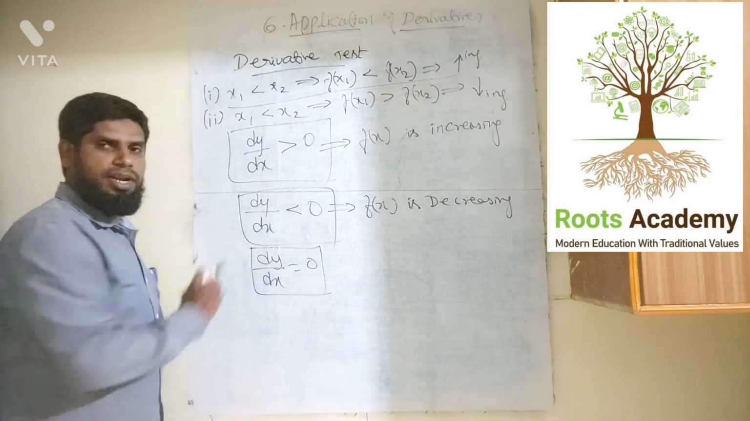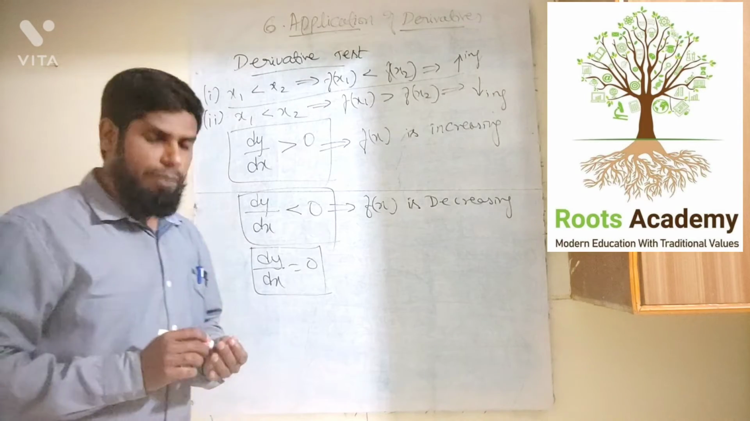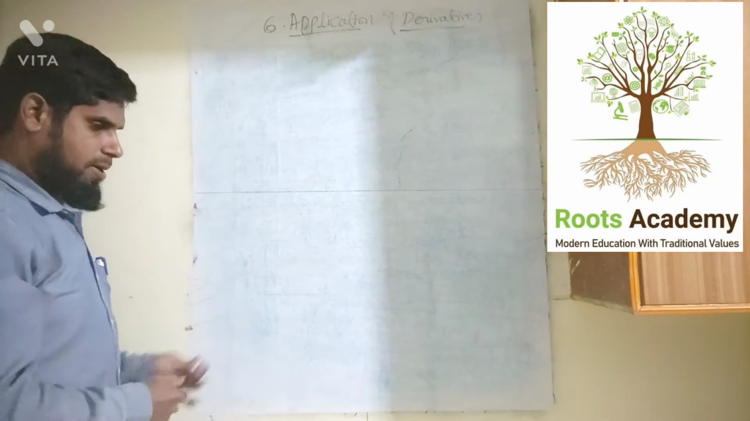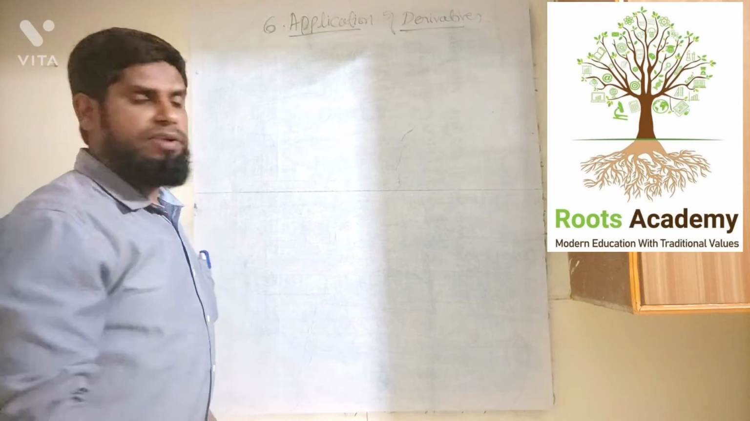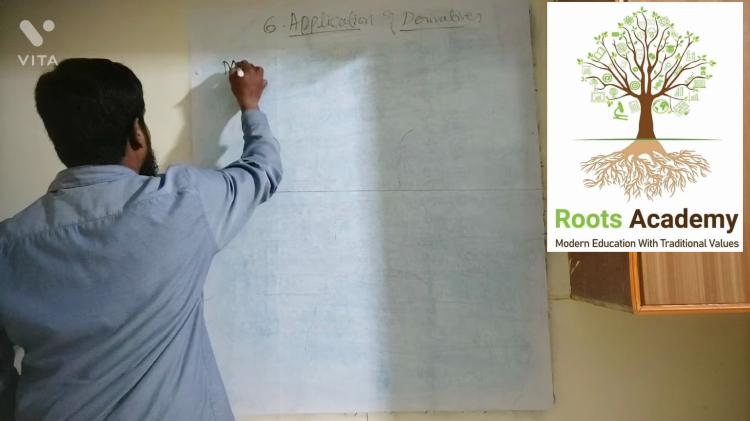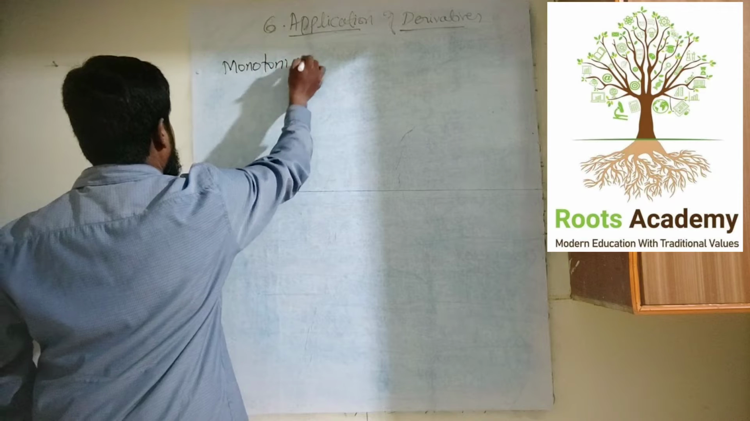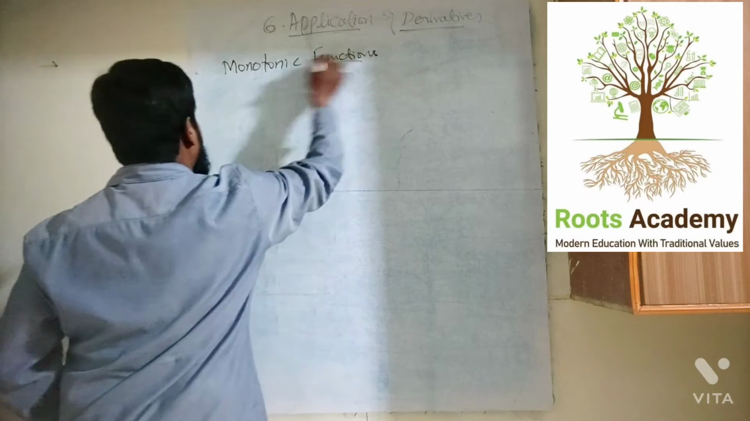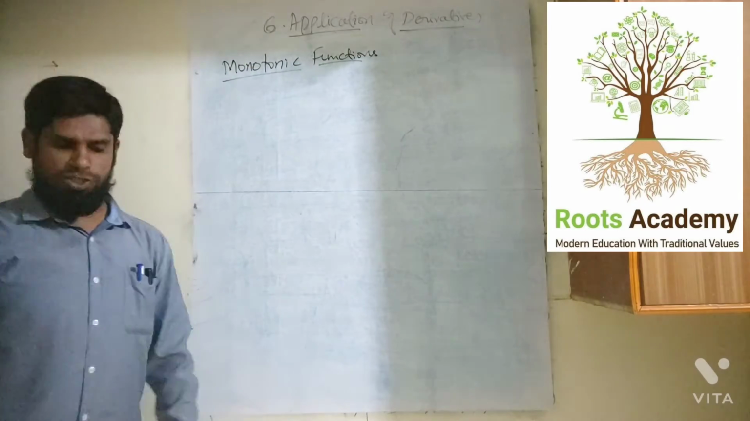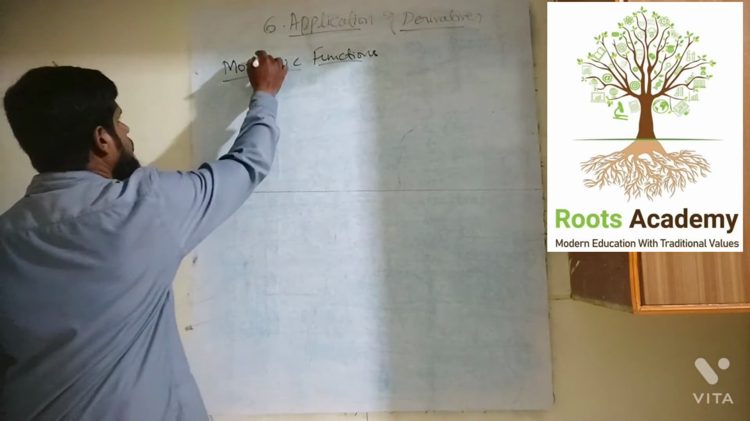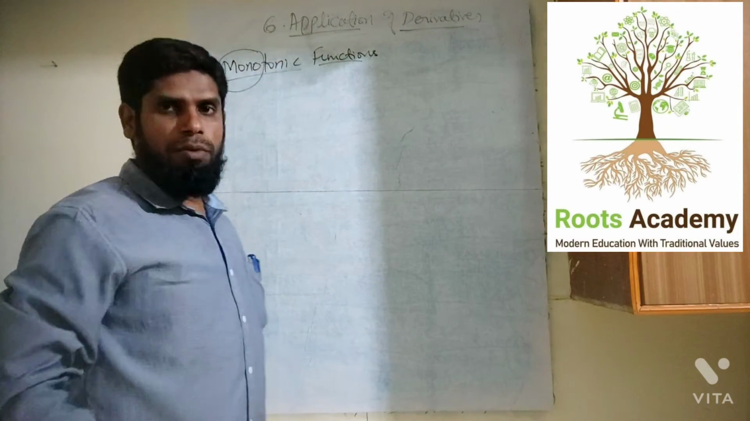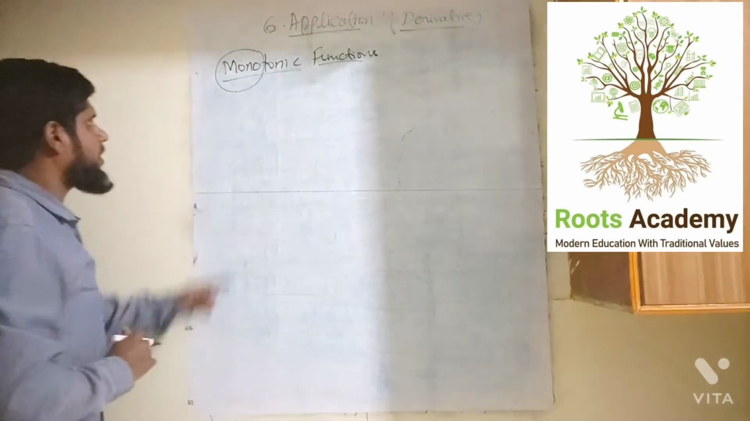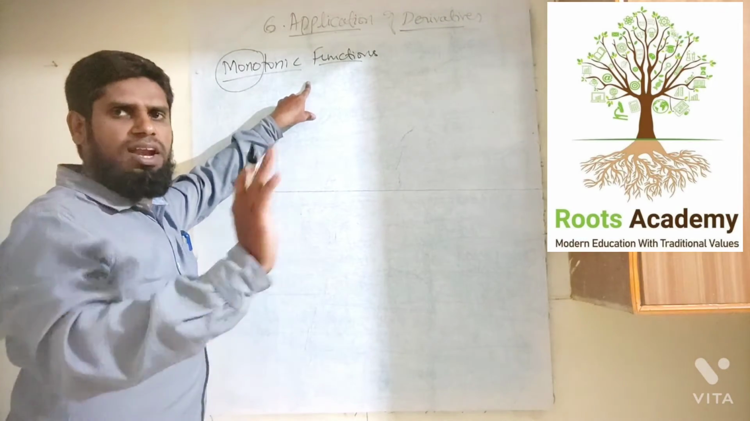Now, after the derivative test, there is one more small topic which is called monotonicity or monotonic. Now, we'll discuss monotonic functions. Mono is a very old word for us. Mono means single, single decision, single conclusion. It will not give any confusion to us. It will give a single answer.